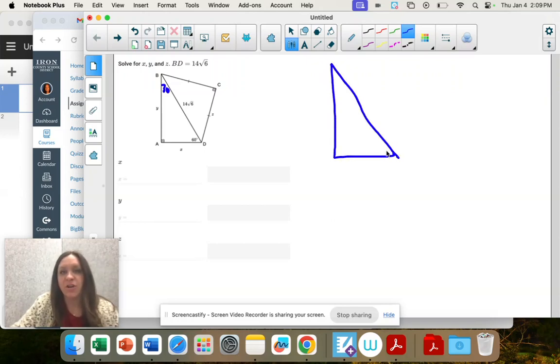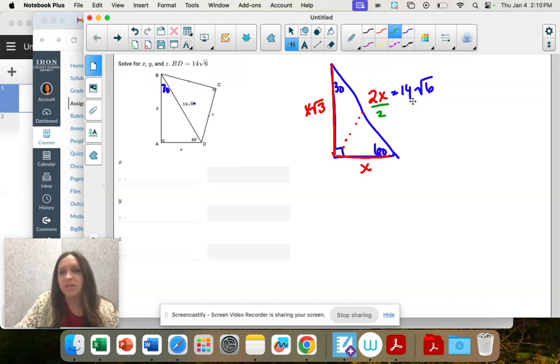So if I just draw our general triangle, we usually call the short side x, and then the hypotenuse would be 2 times that value. And the long side would be that value x times the square root of 3. So here, 14 times the square root of 6, that would equal 2 times x.